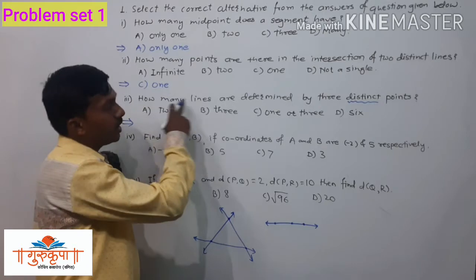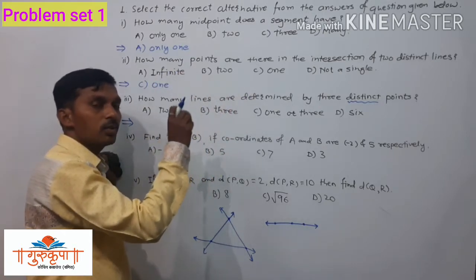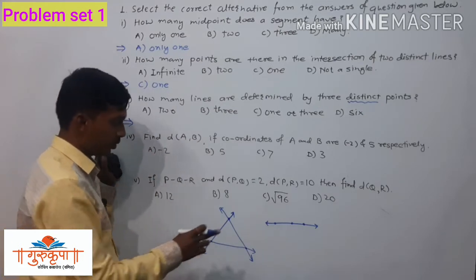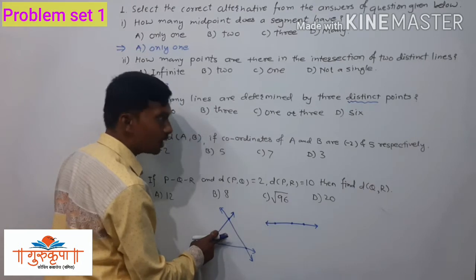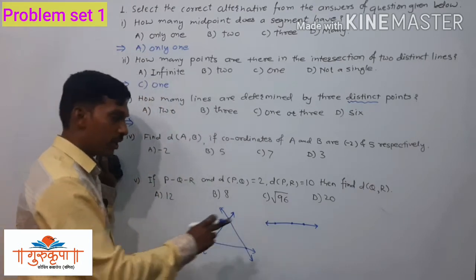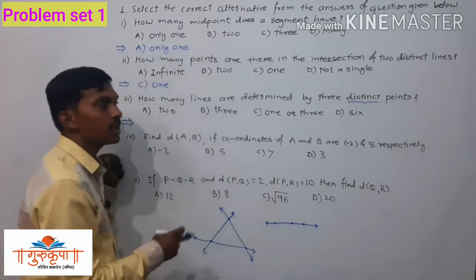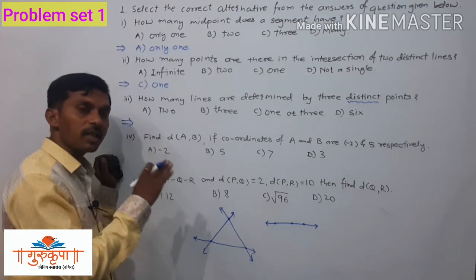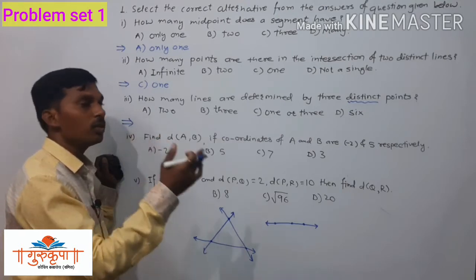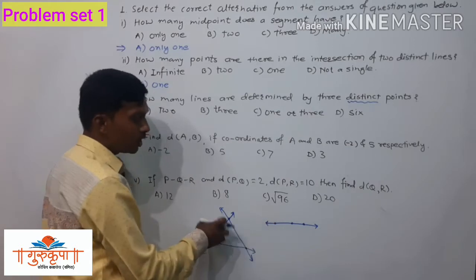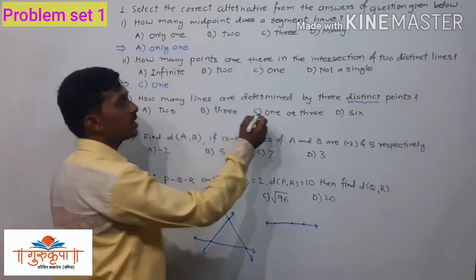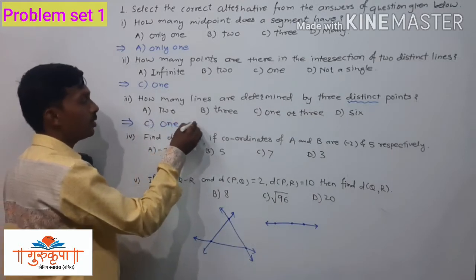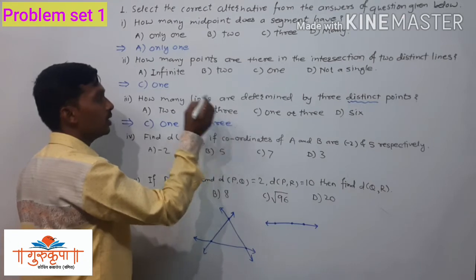Here it is not explained whether the points are collinear or non-collinear, so we have to think about both the conditions. So we are able to draw 1 or 3 lines passing through the 3 distinct points, since it is not given whether the points are collinear or non-collinear. So assuming both the conditions, we get the answer 1 or 3. So the correct answer is option C, 1 or 3.